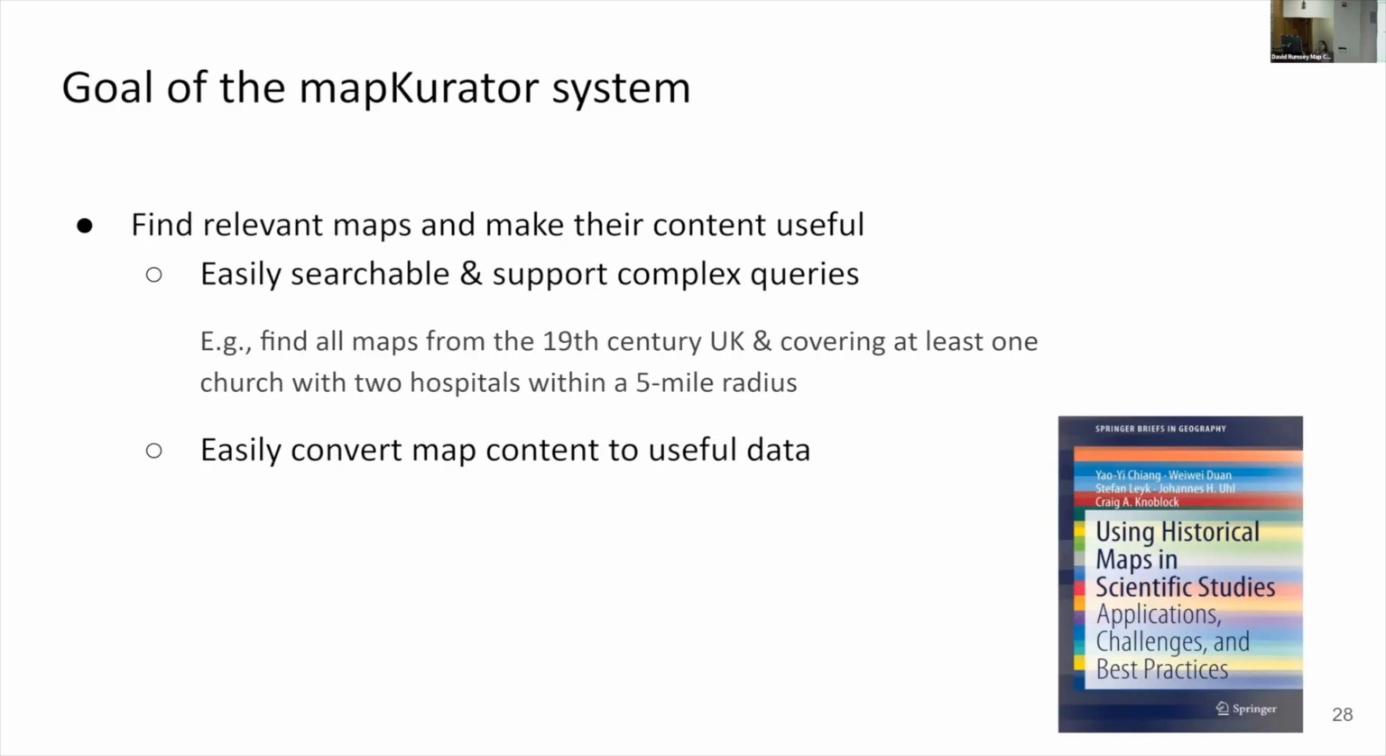The goal of the mapKurator system is to find relevant maps and make their content useful, which is easily searchable and supports complex queries. For example, we find all maps from the 19th century UK, which cover at least one church and two hospitals within a 5-mile radius. Also, the other thing is to easily convert map content to useful data.